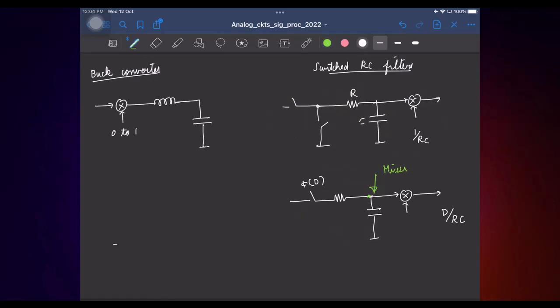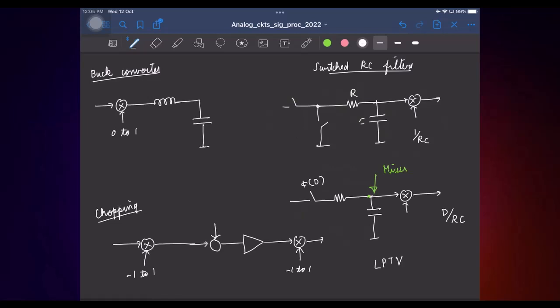And then we also looked at chopping, which basically is used to eliminate the effect of flicker noise or DC offset from baseband amplifiers. And the idea is again, multiply the incoming signal with a square wave going from minus 1 to 1, and do the same thing at the output, right? And we recognized all these are LPTV networks, so we kind of looked at some basics on them.